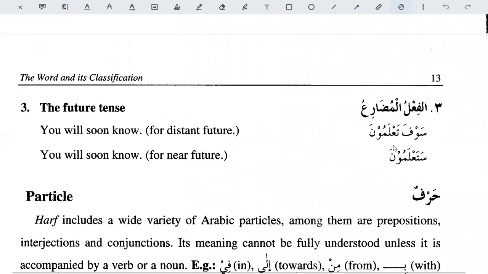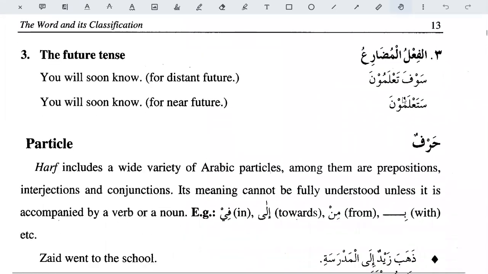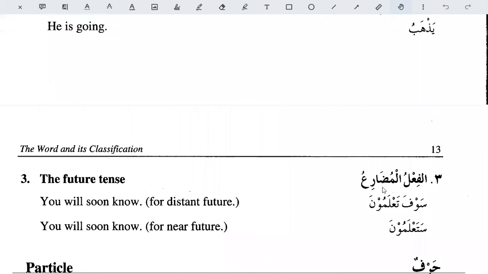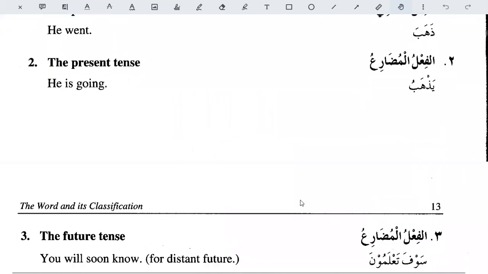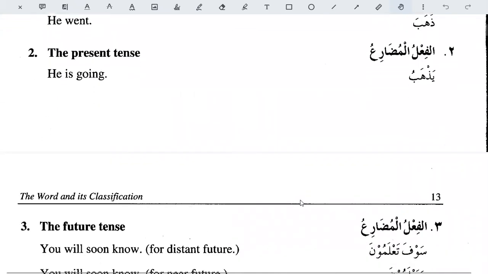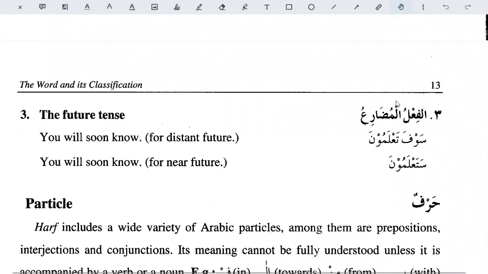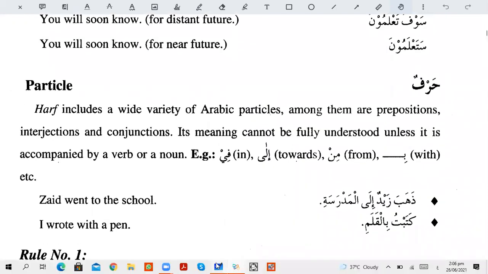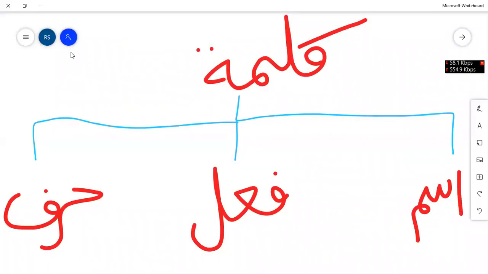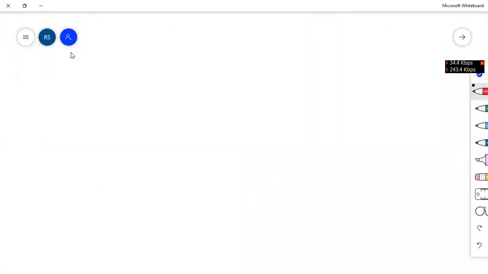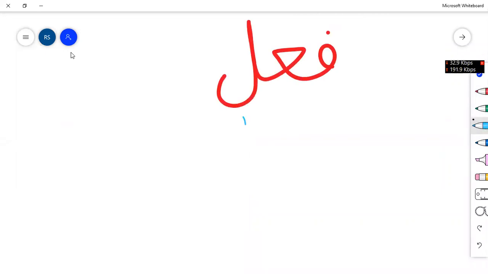Then the third one is fi'l amr. Here they have written fi'l muzari into two types, but it is the same thing. Then the third one is fi'l amr, which is not written here, but it is the third type of fi'l. So you can say fi'l has three types, three categories.